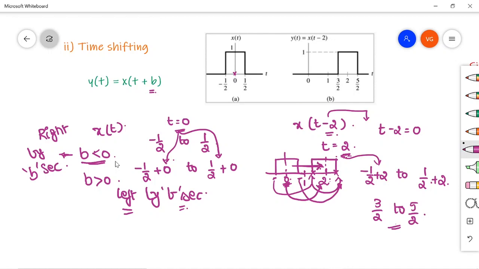Or otherwise, you can remember in this way, as the signal is here centered around t is equal to 0. Now they are talking about x of t minus 2, means t minus 2 is equal to 0, t is equal to 2. That is, you are shifting the signal towards the right, means centered at t is equal to 2. As the signal is centered at t is equal to 2 instead of t is equal to 0, that is, you're moving the signal 2 units towards the right side. So upper and lower limits are also shifted to 2 units. So you can find out the new limits in this way.